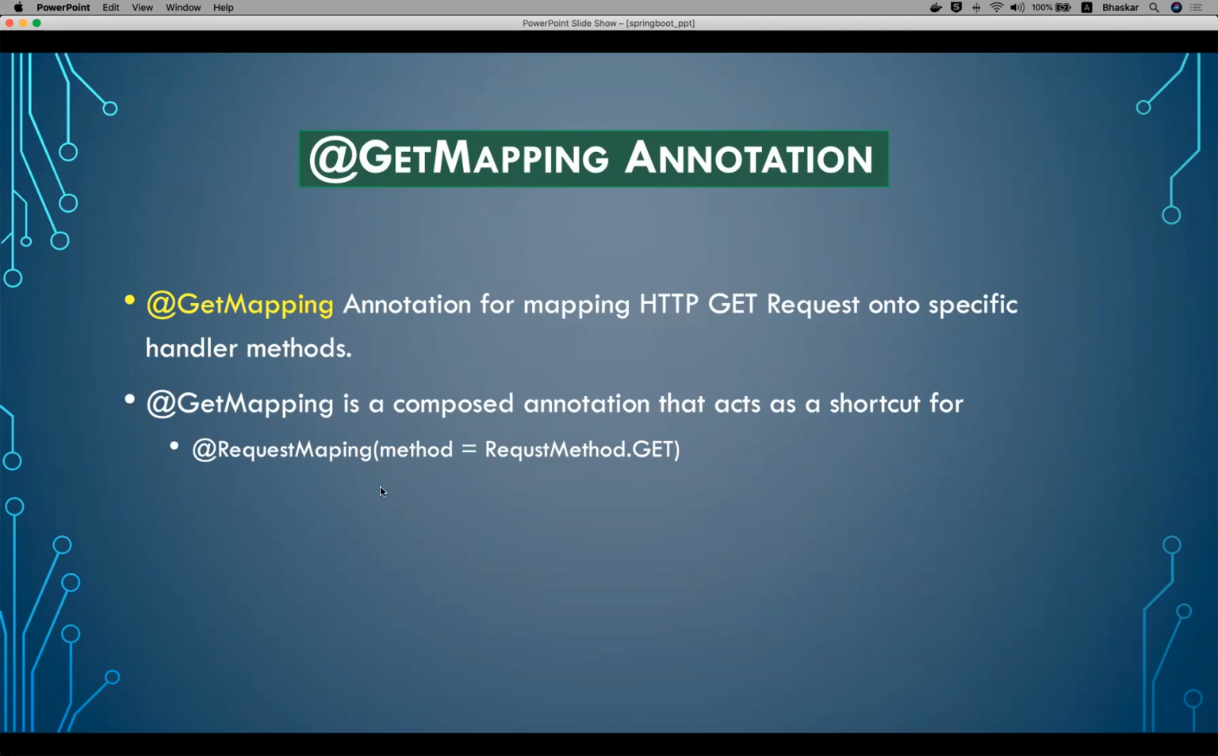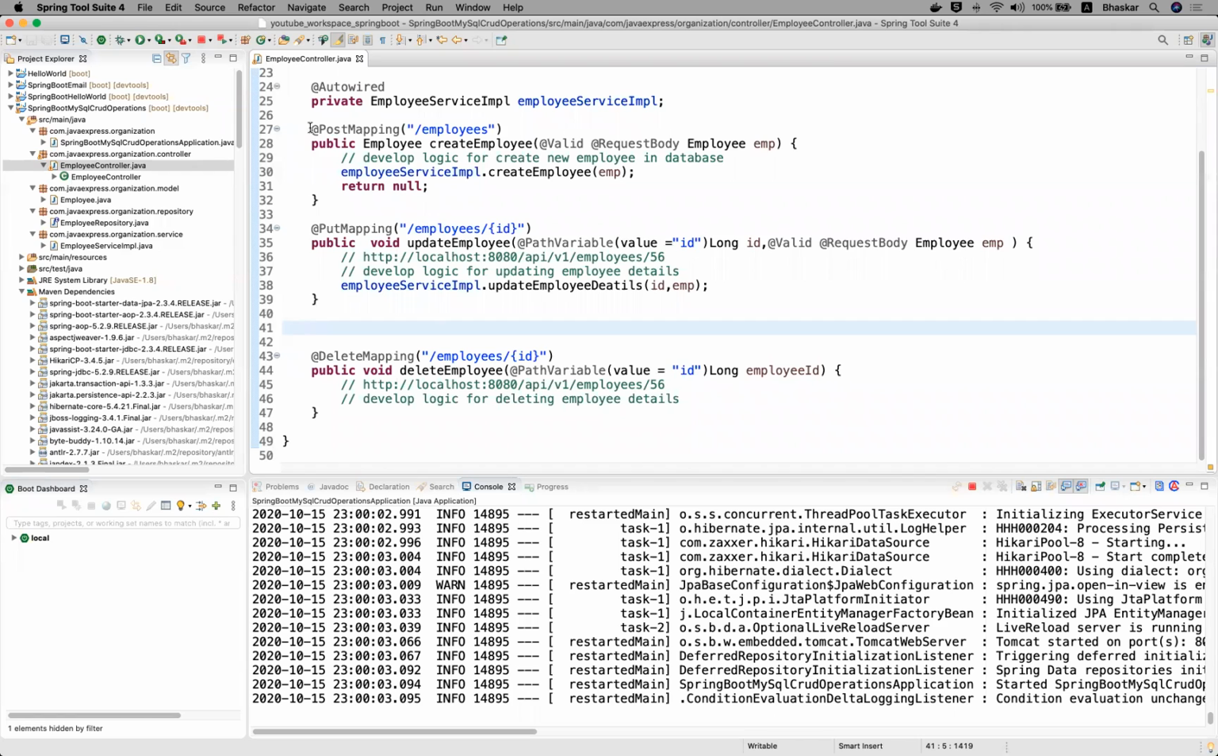The old way of writing, instead of the RequestMapping, you need to provide the GET method and provide this annotation. Any annotation is fine; this is a shortcut you can use. You don't need to worry about the whole thing, just use the GetMapping. Now quickly we'll develop the API. These two methods I developed in the previous tutorial.